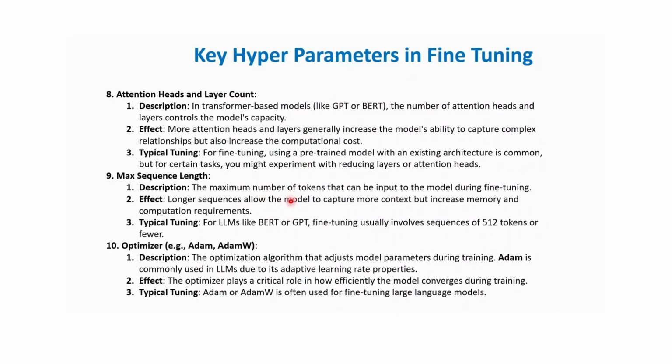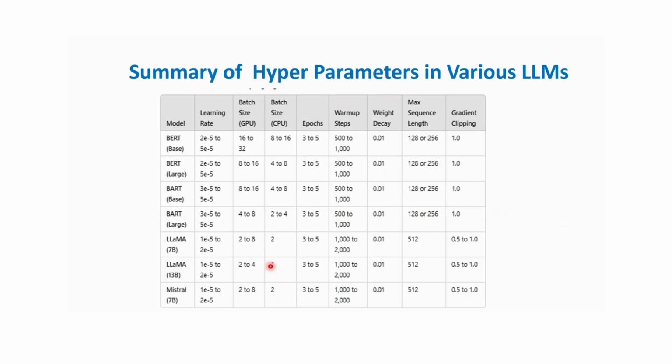And maximum sequence length. Maximum sequence length is the number of tokens that a model is trained with. So it is 512 tokens. The larger the sequence length, the larger the context it can handle. The optimizer is an optimizing function that controls the loss. So this is a summary of hyperparameters.